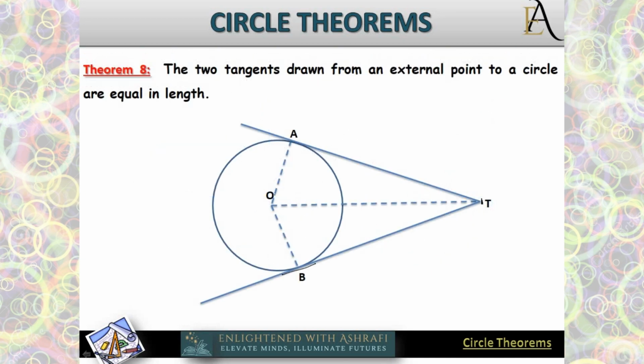Theorem 8. The two tangents drawn from an external point to the circle are equal in length. So if we have a circle and we have two tangents of the same circle and they meet at a point outside the circle, then these two tangents are said to be equal. So we get segment AT is equal to BT. Over here we get to know that this is a radius and this is a tangent, so this will also become 90 degrees. This will also become 90 degrees.